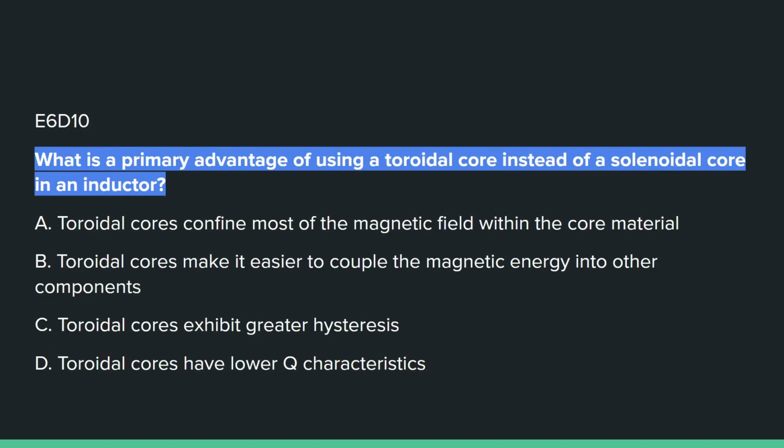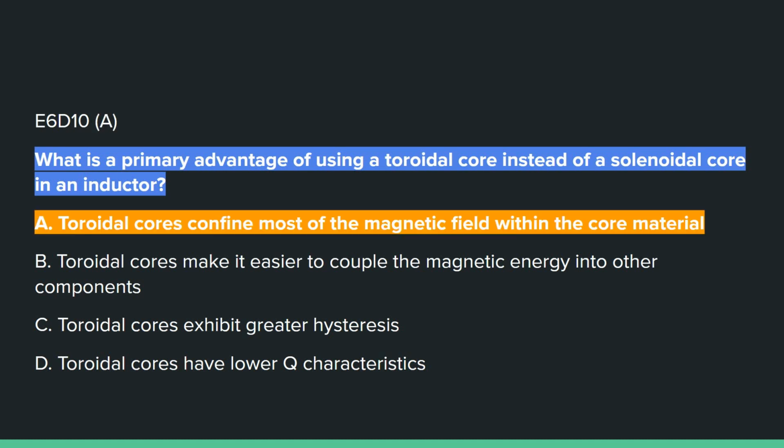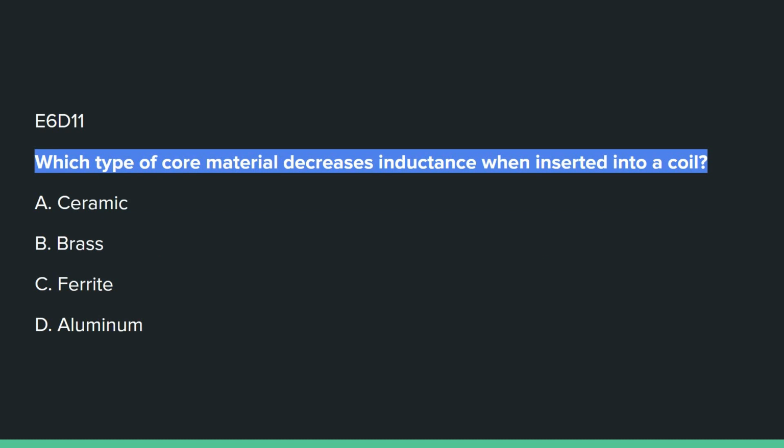E6D10, what is the primary advantage of using a toroidal core instead of a solenoidal core in an inductor? A. Toroidal cores confine most of the magnetic field within the core materials. E6D11, which type of core material decreases inductance when inserted into a coil? B. Brass.